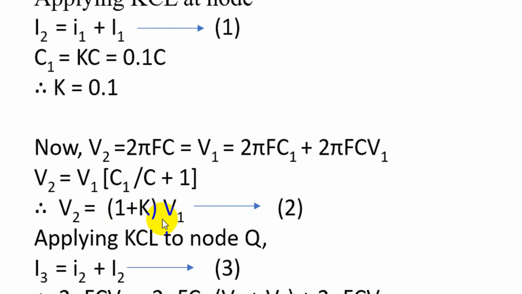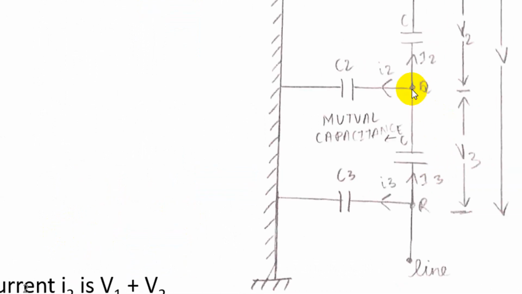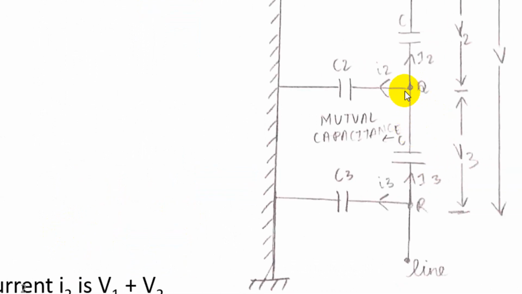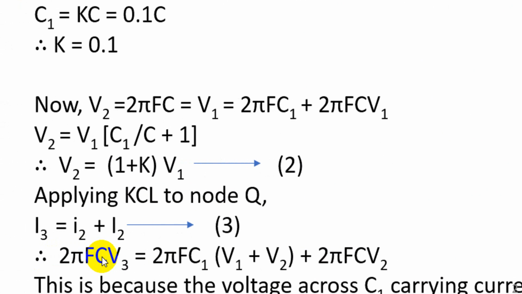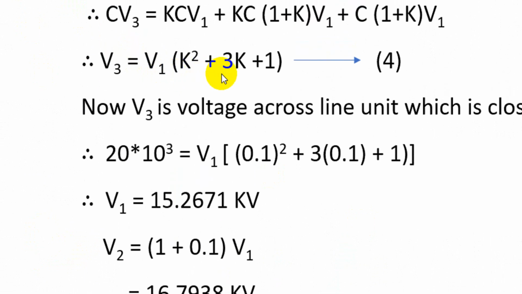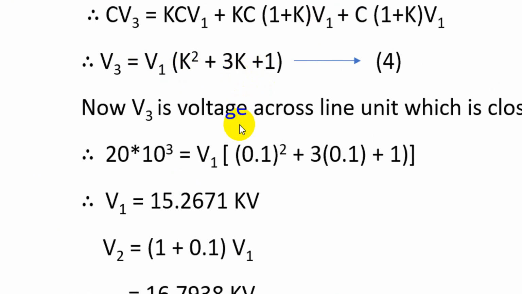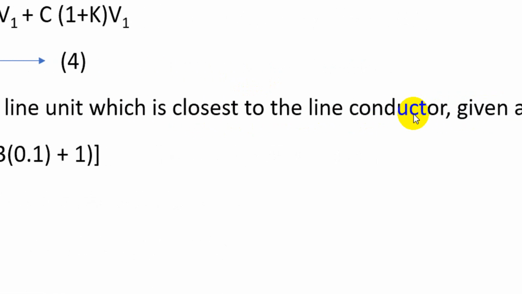Now applying KCL to the node at Q, what is I3? I3 is equal to small i2 plus capital I2. At this node, the incoming current is I3 and the two outgoing currents are small i2 and capital I2. Applying current in terms of omega and voltage, 2 pi f C V3 is equal to small i2, which is 2 pi f C1 times (V1 plus V2), plus I2, which is 2 pi f C V2. On simplification, we get V3 is equal to V1 times (K squared plus 3K plus 1). Here V3 is the voltage drop across the line unit, which is closest to the line conductor.